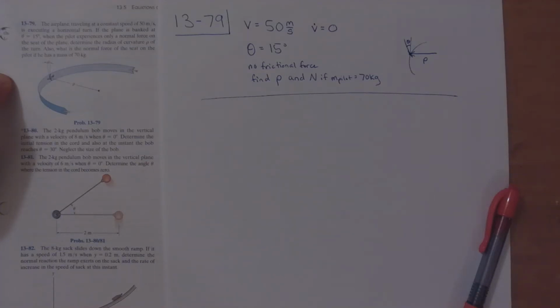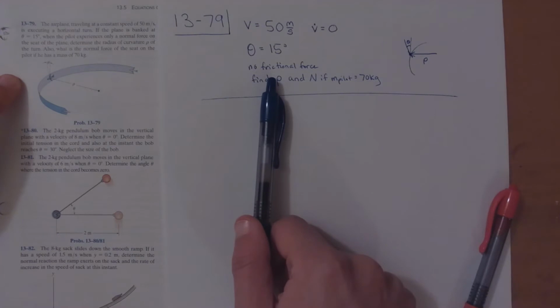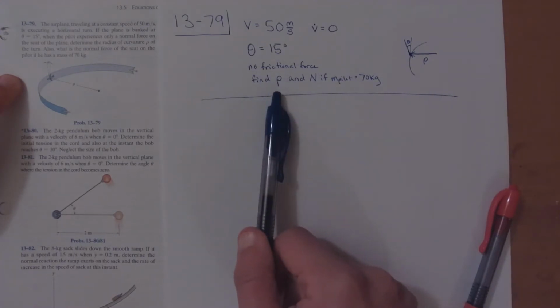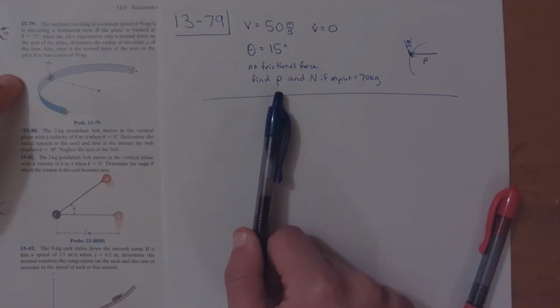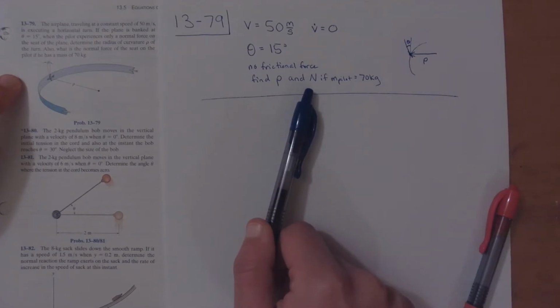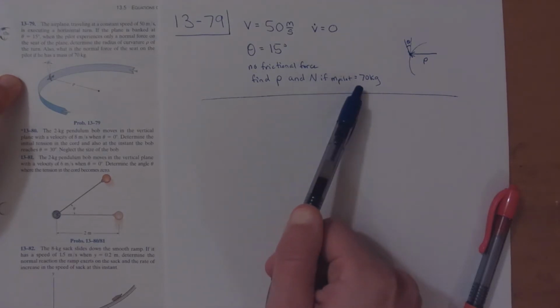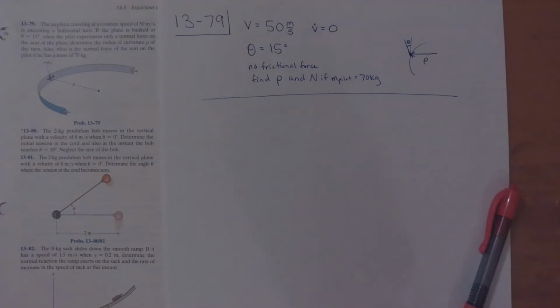This is problem 79 from chapter 13. The airplane traveling at a constant speed of 50 meters per second is executing a horizontal turn. If the plane is banked at an angle of 15 degrees when the pilot experiences only a normal force on the seat of the plane, which means no frictional force, determine the radius of curvature rho of the turn. Also, what is the normal force of the seat on the pilot if he has a mass of 70 kilograms?